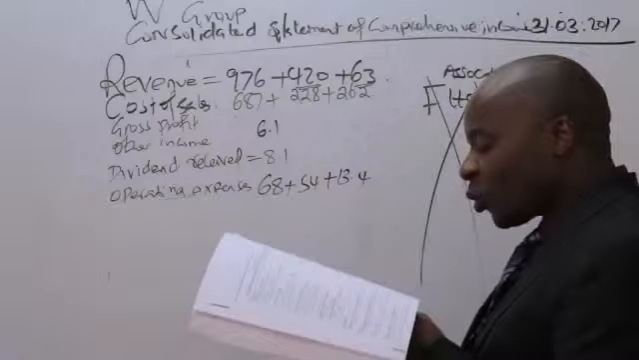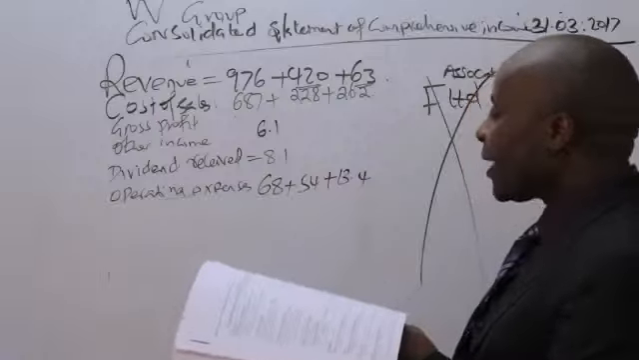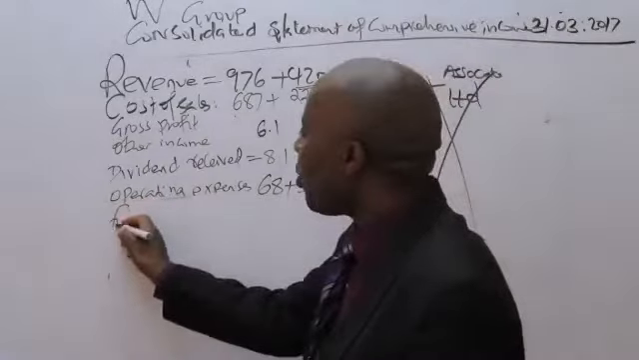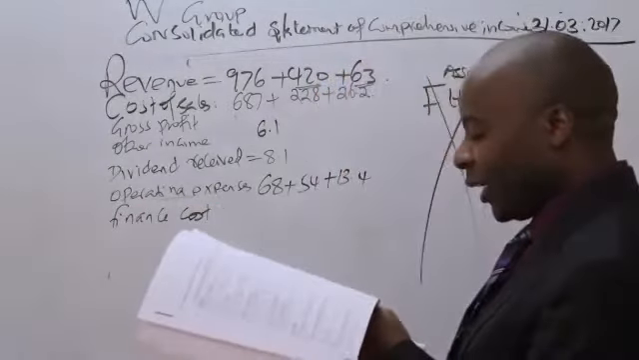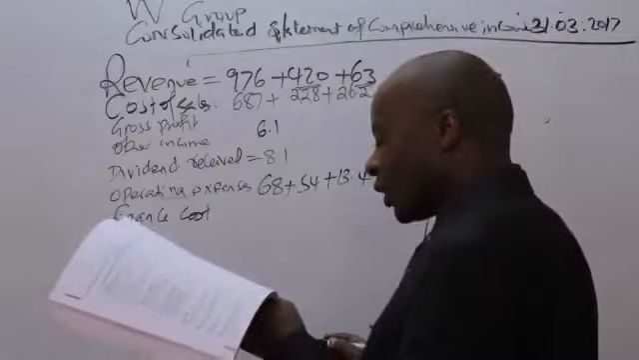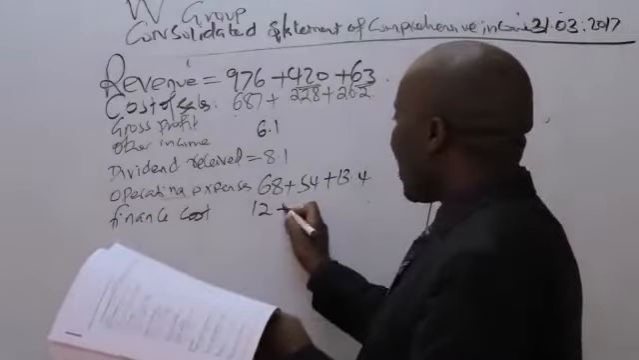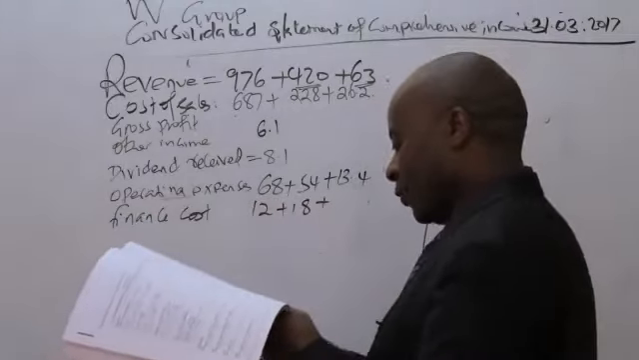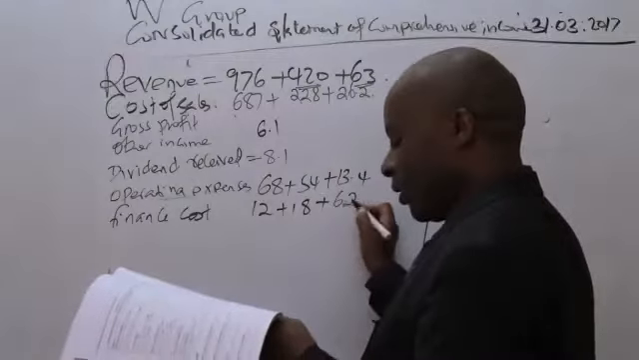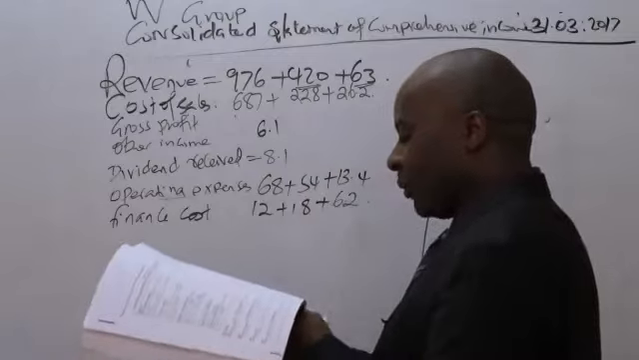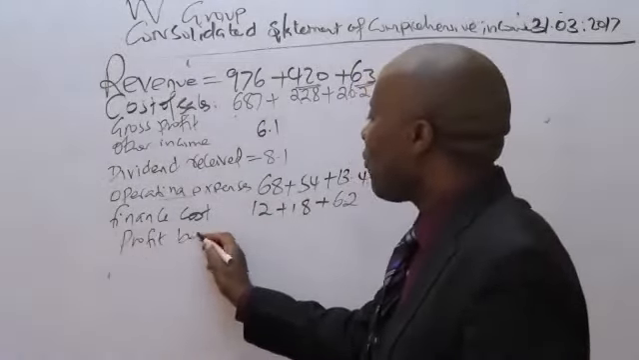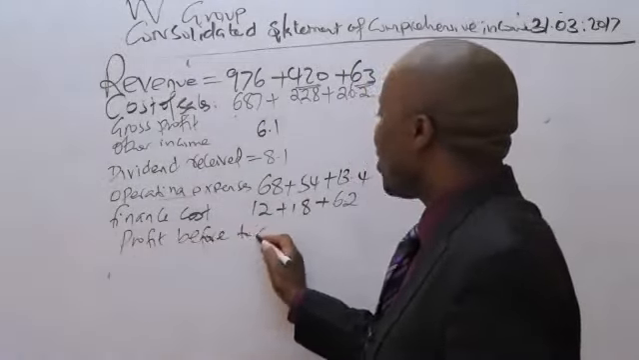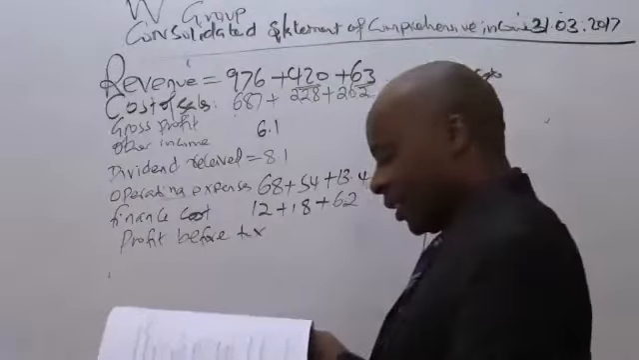From there, we go to the next thing, which is finance cost. So finance cost, what do we have there? I'm consolidating. So finance cost, ladies and gentlemen, I have 12. I have 18. I have 6.2. From there, ladies and gentlemen, we have the profit before tax. This one, of course, I will need a calculator later.